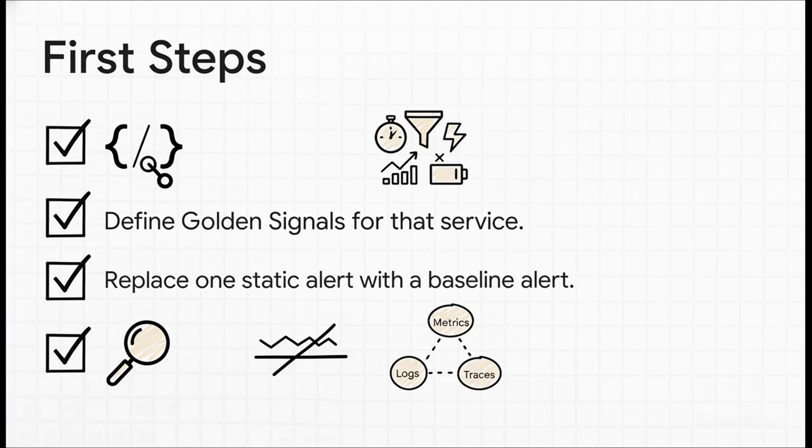Just pick one service. Step 1, get structured logs working in that service and make sure you have that request ID. Step 2, define its golden signals and get them on a dashboard. Step 3, find your noisiest, most annoying static alert for that service and replace it with one smart, baseline-based alert. And finally, step 4, just practice. The next time there's a problem, force yourself to use this what, where, why workflow.